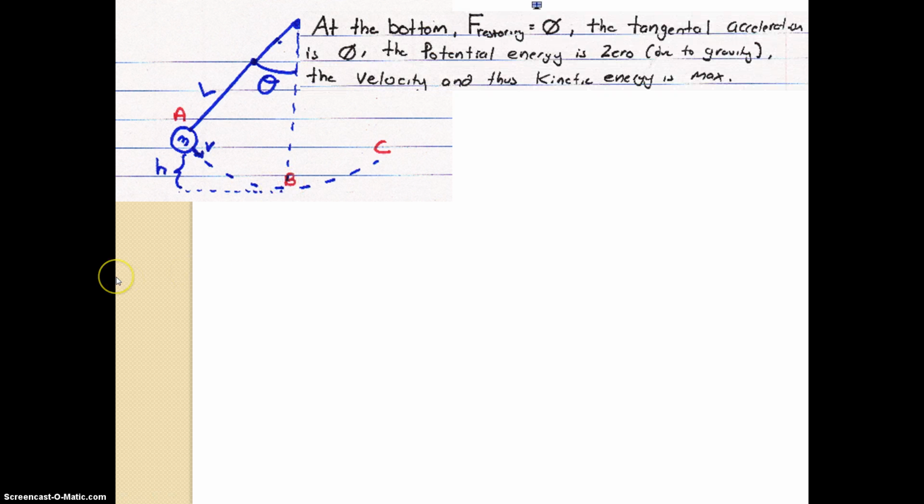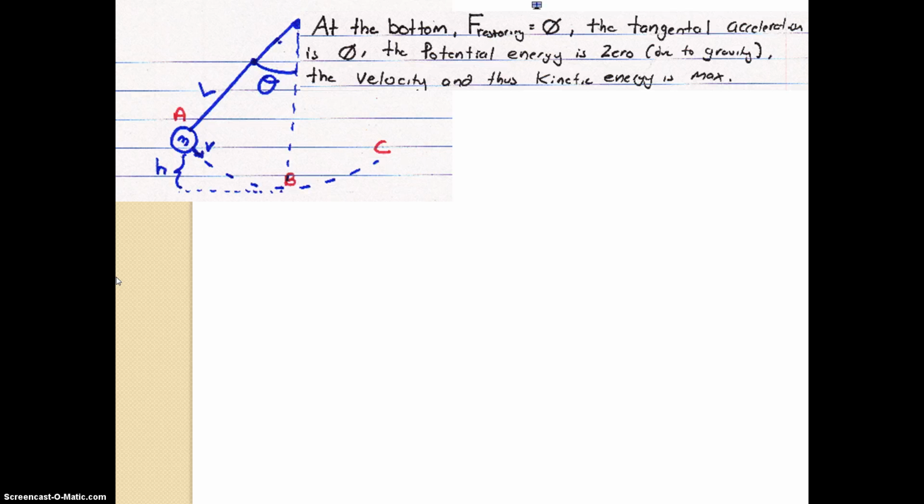So here's my picture again. I chose 3 points, A, B, and C. A and C should be at the same height. So that means that A and C are both the maximum heights, or the maximum angles. Point B is at its lowest point, an angle of 0. So at the bottom, there's no restoring force.